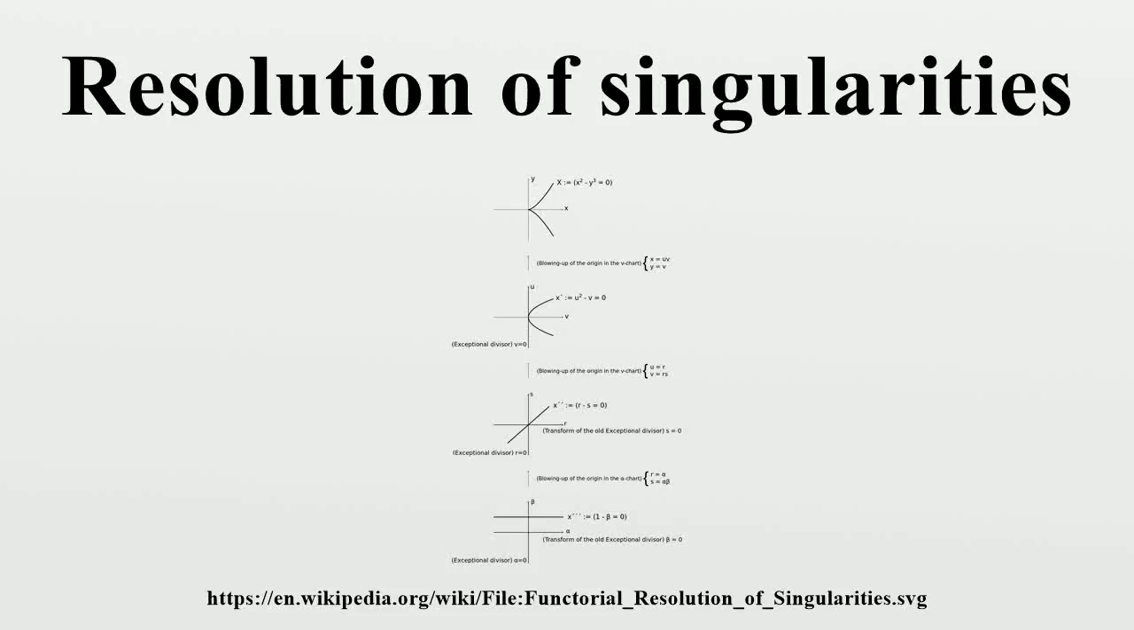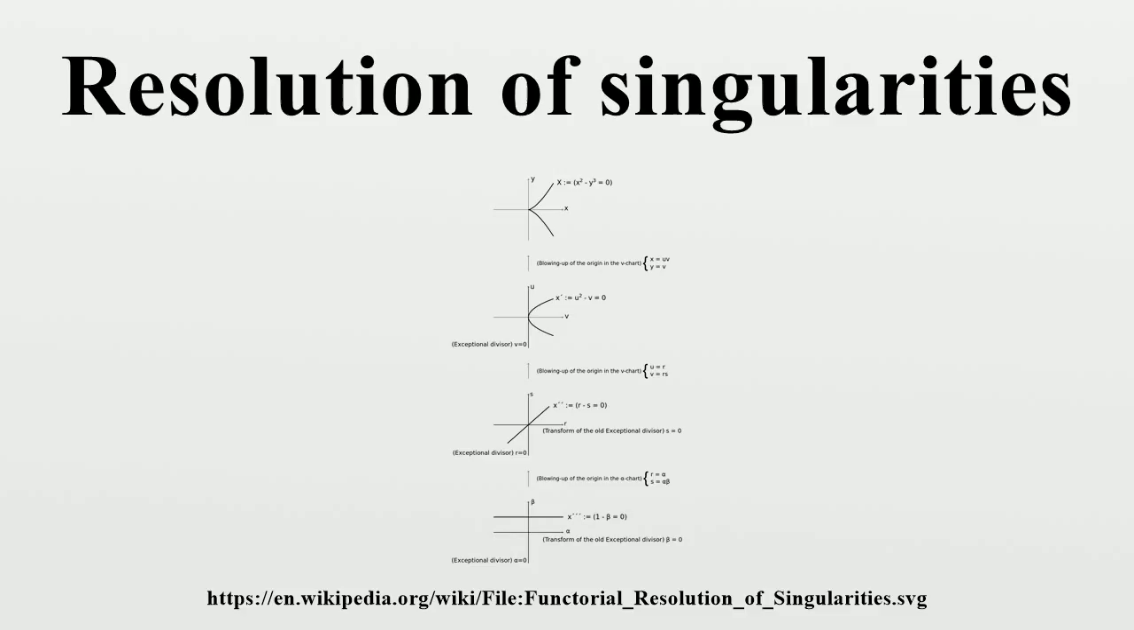In algebraic geometry, the problem of resolution of singularities asks whether every algebraic variety V has a resolution, a non-singular variety W with a proper birational map W to V. For varieties over fields of characteristic 0, this was proved by Hironaka, while for varieties over fields of characteristic p, it is an open problem in dimensions at least 4.